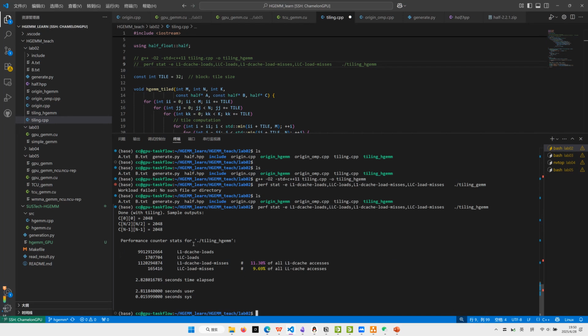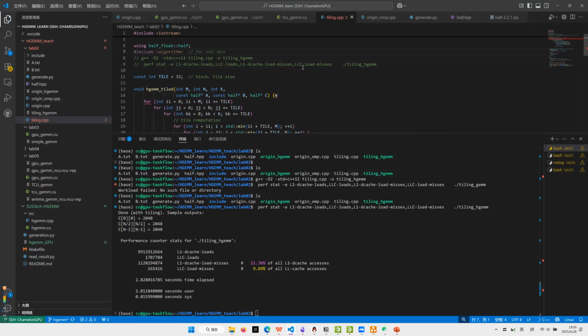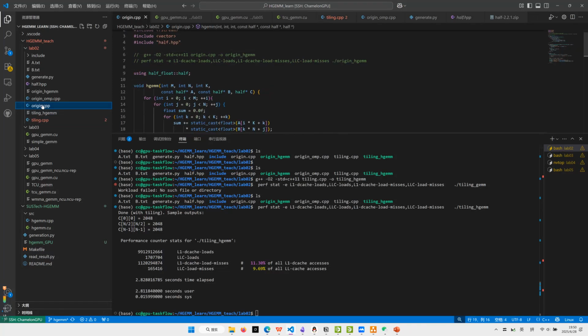Okay, so as you can see, the D cache loads are about 9.9 billion load times. And the last level cache loads are about 1.7 million. And let's see what happens for the original program, that is the trivial program.